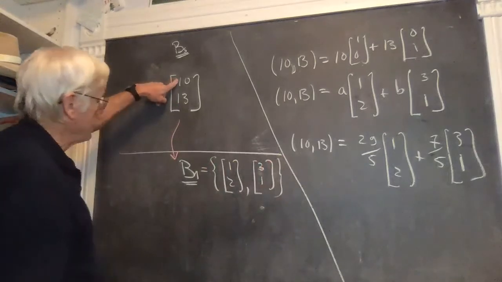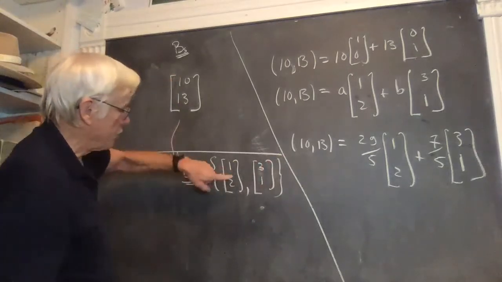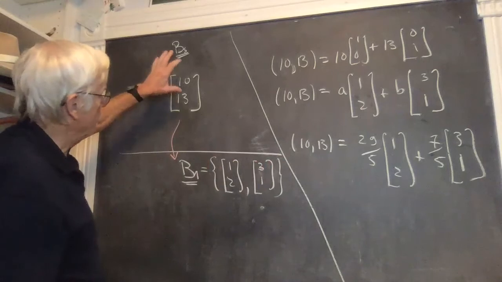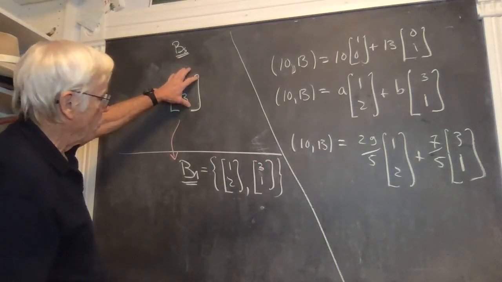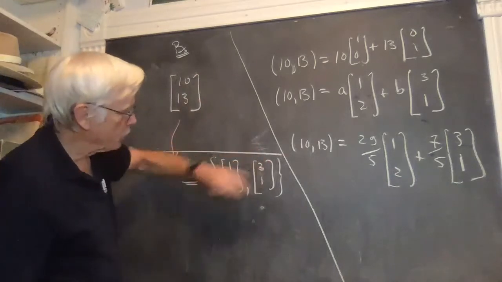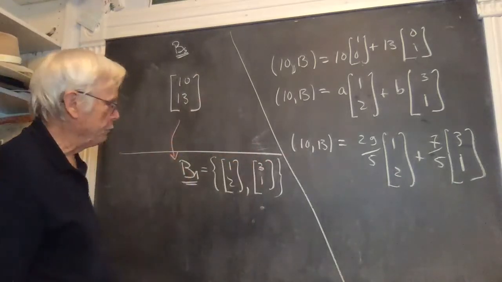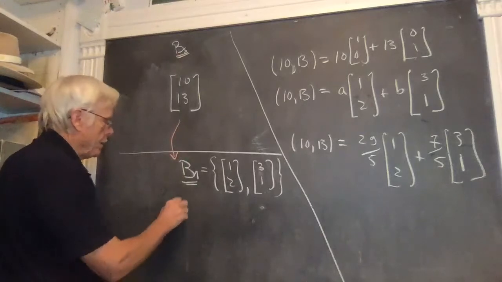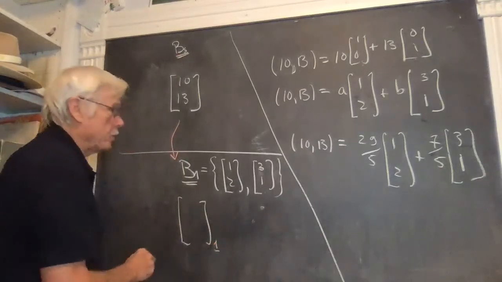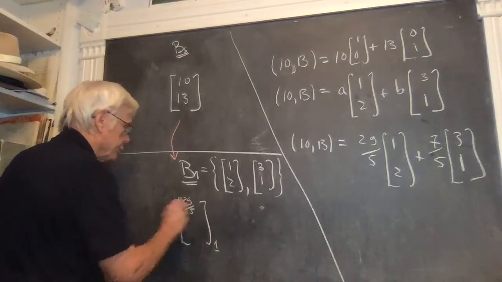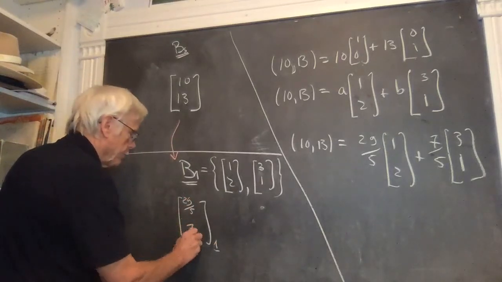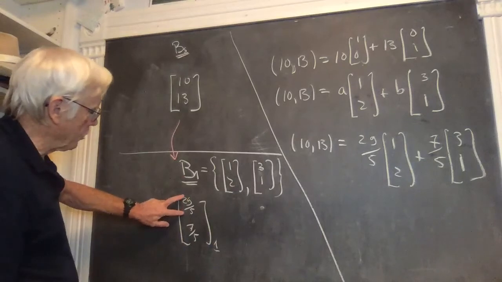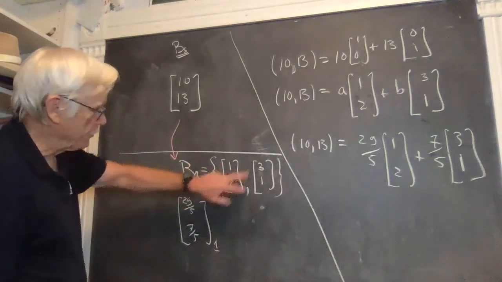And the position here, the fact that 10 is first, tells it that this means 10 times its first vector. So they would understand this completely differently. In other words, this position, which is a position in the plane, is understood differently if you are using the language based on B1. So what do we tell them? What does the standard speaker tell them? They tell them in their own language, they tell them 29 fifths and 7 fifths. Then the B1 speaker will understand this as 29 fifths of this vector plus 7 fifths of this vector.